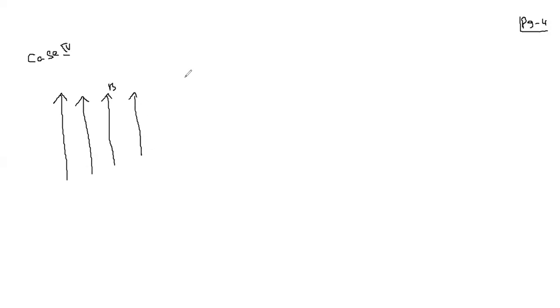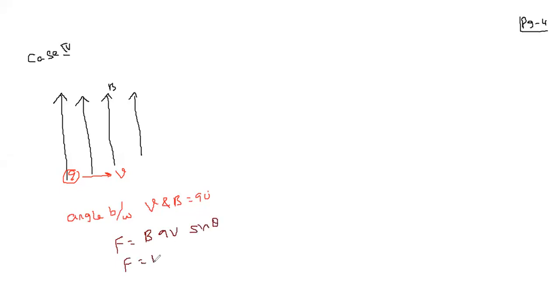And assume the charged particle entering perpendicular to the magnetic field with velocity v. So here the angle between velocity and magnetic field is what? 90. Then F is equal to QVB sin theta. Sin 90 is 1. So F is equal to BQV. So it is a maximum force.